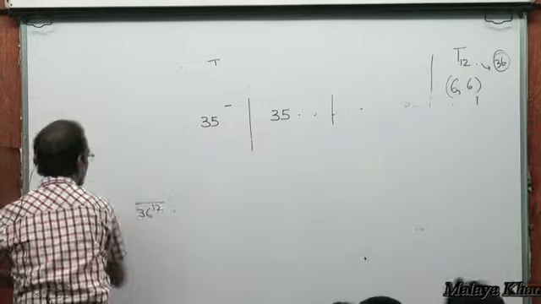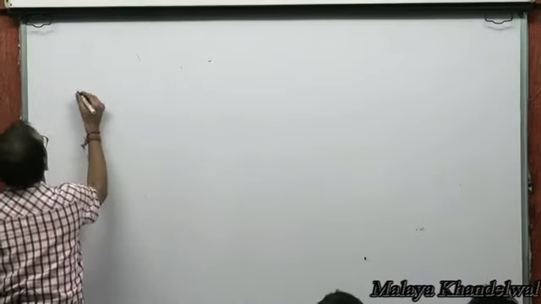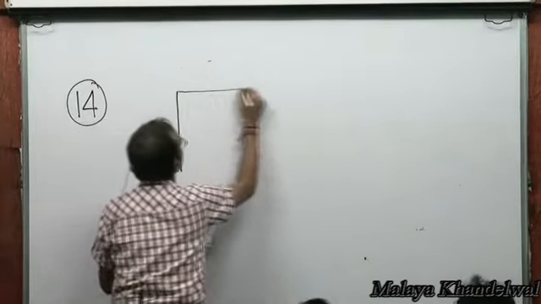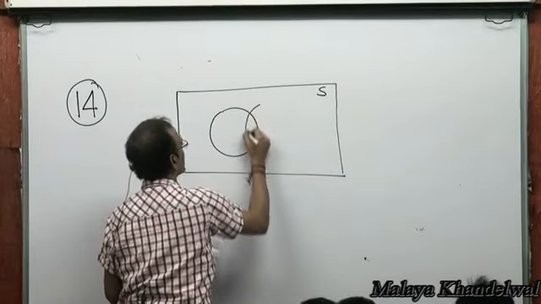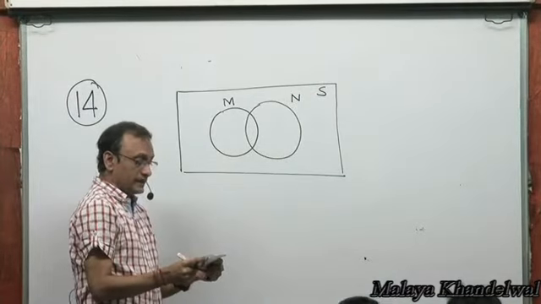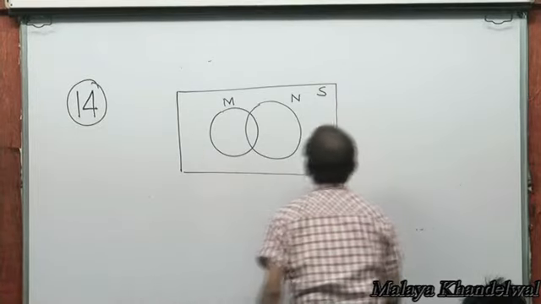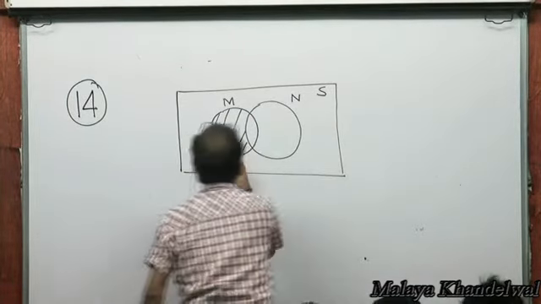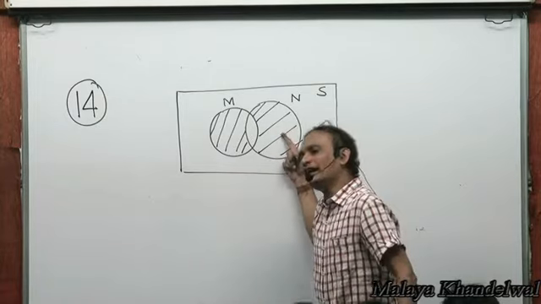Number 14. If M and N are two events, this is the sample space S. The probability that exactly one of them occurs would be what? Only M occurring or only N occurring?